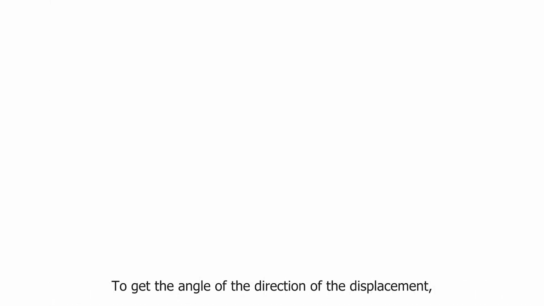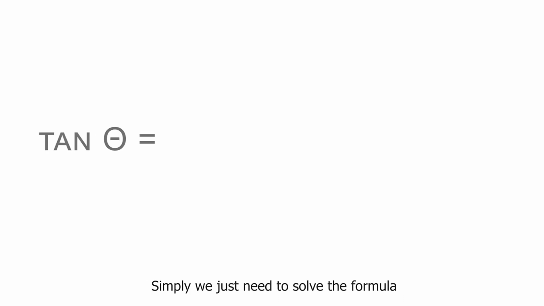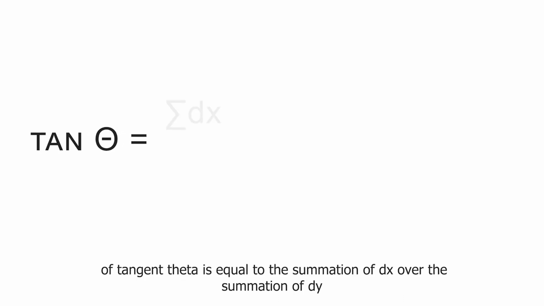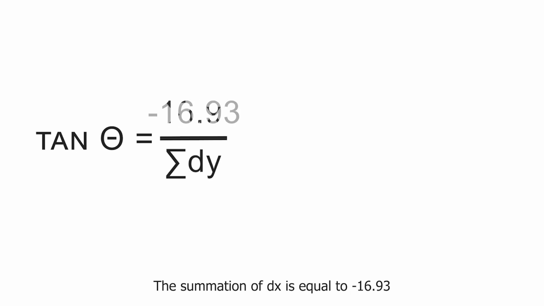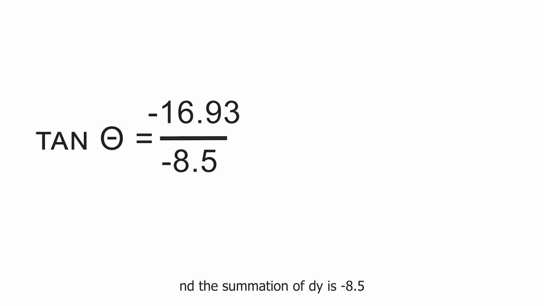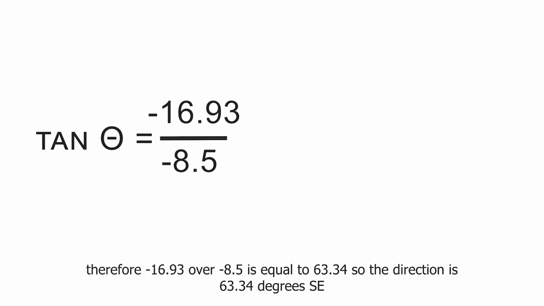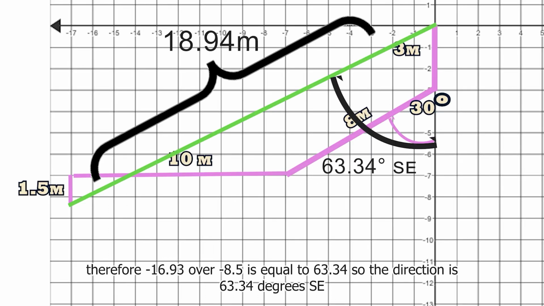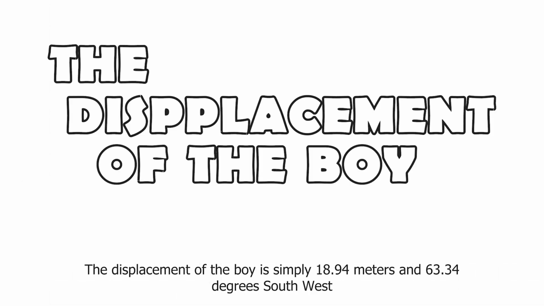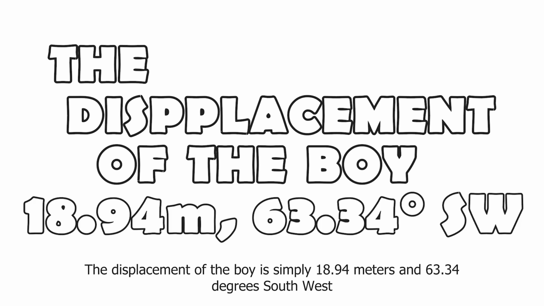To get the angle of the direction of the displacement, we just need to solve the formula of tangent beta is equal to the summation of dx over the summation of dy. The summation of dx is equal to negative 16.93 and the summation of dy is negative 8.5. So, negative 16.93 over negative 8.5 gives 63.34. So, the direction is 63.34 degrees southeast. The displacement of the boy is simply 18.94 meters and 63.34 degrees southwest.